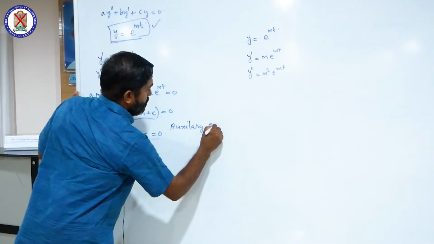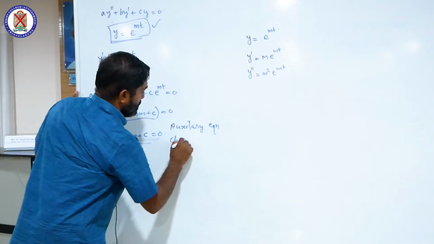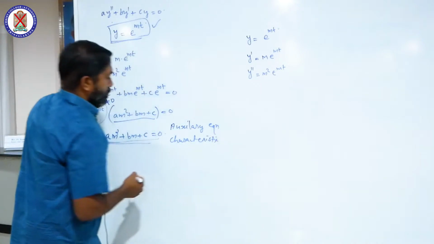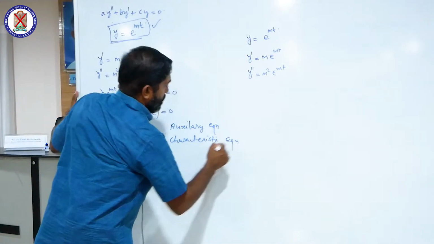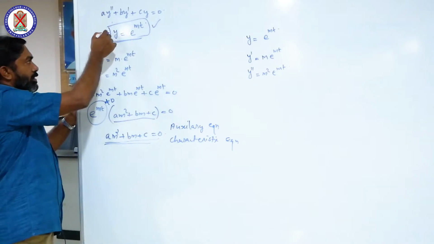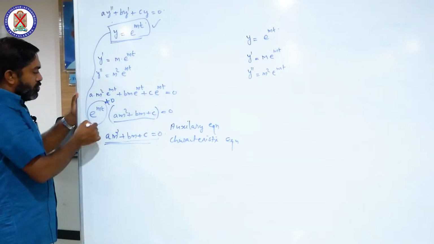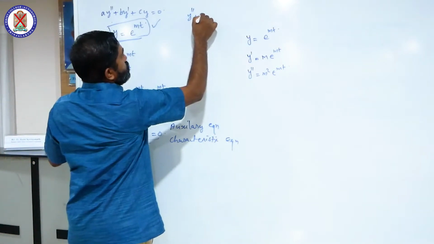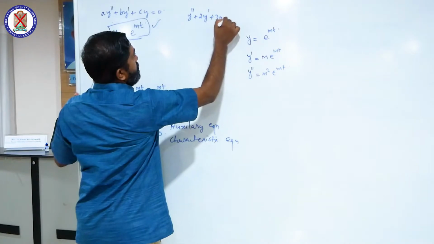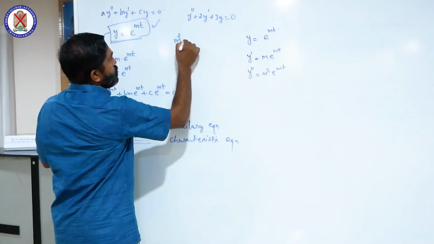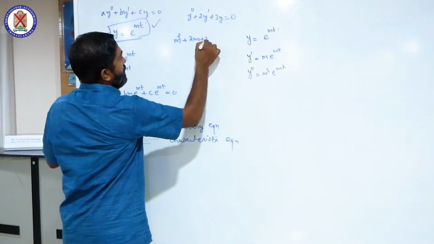Auxiliary equation or characteristic equation. Okay, so if the differential equation is given, there is no need to consider these steps to write the characteristic equation. For example, if y double dash plus 2y dash plus 3y equal to 0, then directly we can write the characteristic equation is m square plus 2m plus 3 equal to 0.